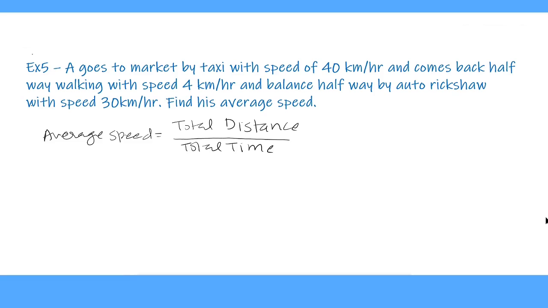In this question, A goes to market with speed 40 km per hour and comes back halfway with speed 4 km per hour and halfway with speed 30 km per hour. So let the distance be d, then the distance for going is d and for coming also it is d. So time t1 for going equals d upon 40, as the speed for going is 40. Time t2, which is halfway for coming, halfway is d by 2, and the speed is 4 km per hour. So d by 2 divided by 4 equals d upon 8, and t3 is the other halfway, or balance halfway, which he travels by auto rickshaw with speed 30 km per hour. So time taken t3 equals d by 2 upon 30, which is equal to d upon 60.